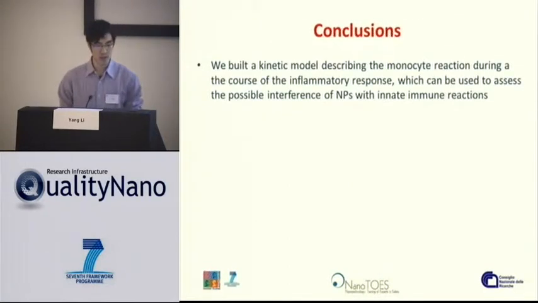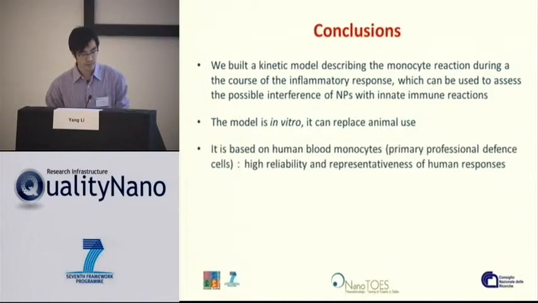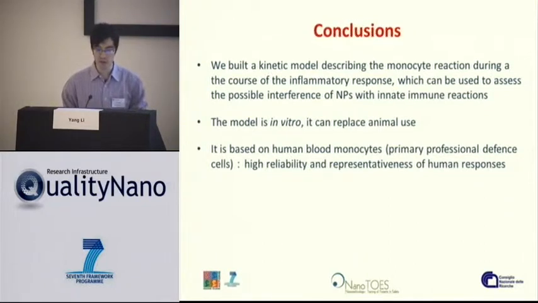And we built a kinetic model describing the monocyte reactions during the course of inflammatory response, which can be used to assess possible interference of nanoparticles with the innate immune reactions. And the model is in vitro, and we can replace animal use. And also some results from animals are not from human beings. So the best thing is to use human cells. Also, this model is based on human blood monocytes. So the result we got should be highly reliable and can represent the human response.